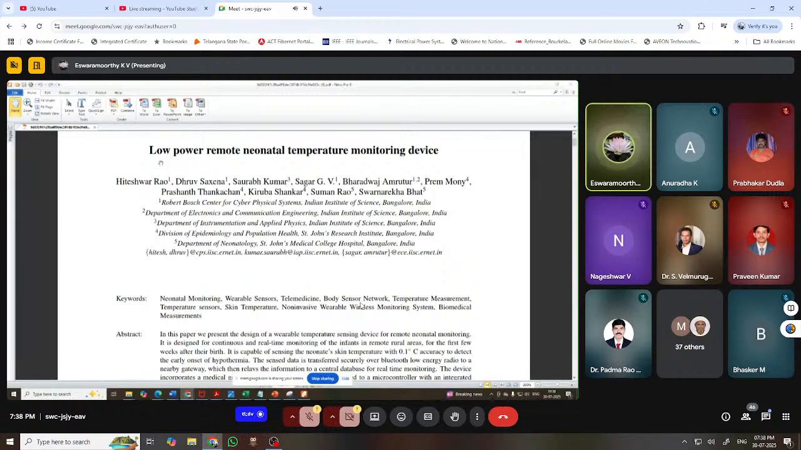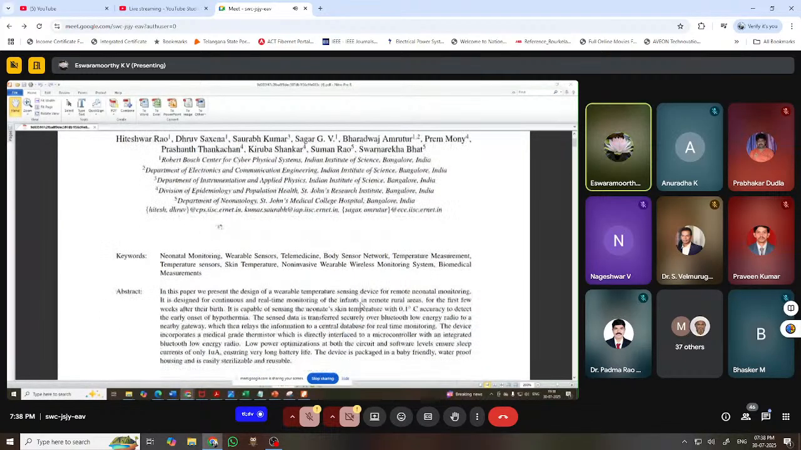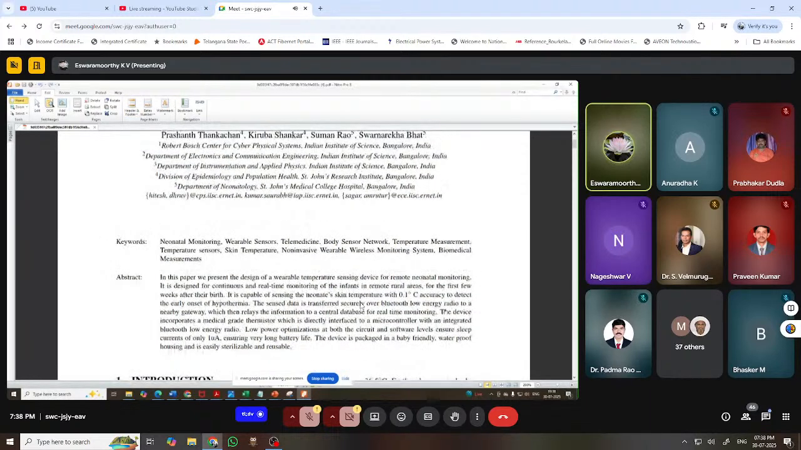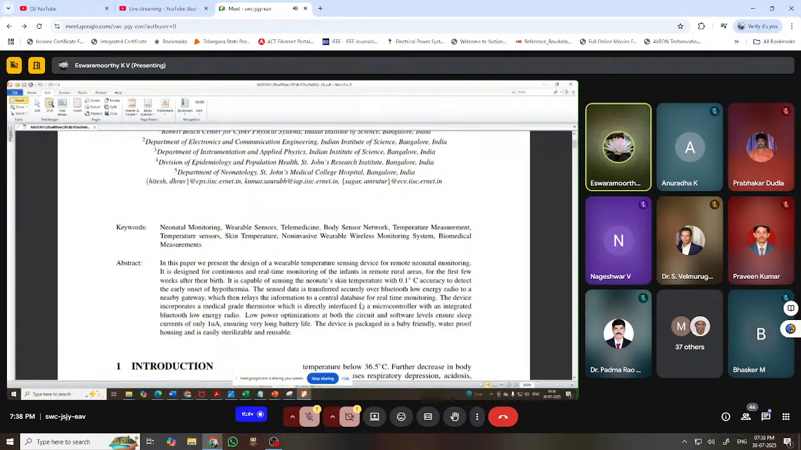Okay. Now we can see a low power remote neonatal temperature monitoring device, right? We know that a baby within 30 days of being born is called neonatal. After that they call it infant. So here, if we want to monitor the neonatal baby, we can't have an accuracy of 2 degree or 3 degree or even 0.5 degree. We need to have 0.1 degree, right? Then we need to think about why it is required.